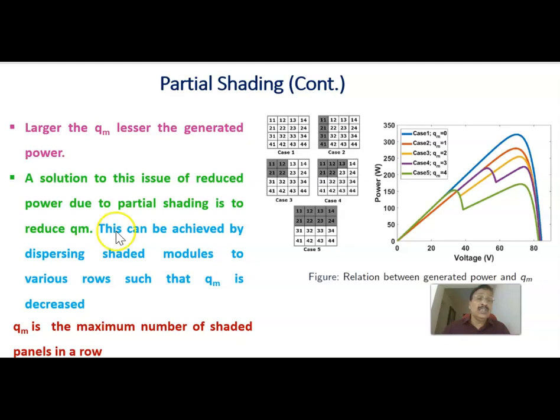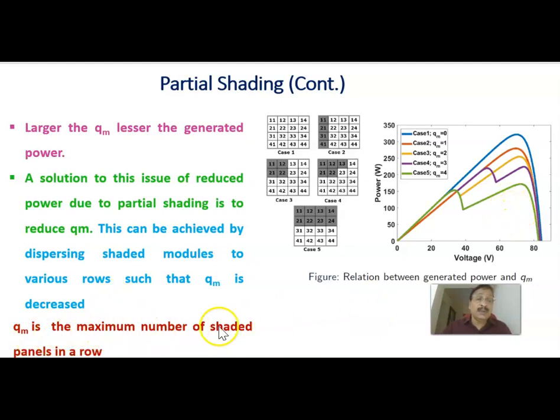A solution to this issue of reduced power due to partial shading is to reduce the QM. This can be achieved by dispersing the shaded modules to various rows such that QM can be decreased. For example, in this case 4, if you can disperse them in this fashion so that the maximum number of shaded panels in a row is reduced, then you can increase the maximum power available. We'll see that later in the next slide.